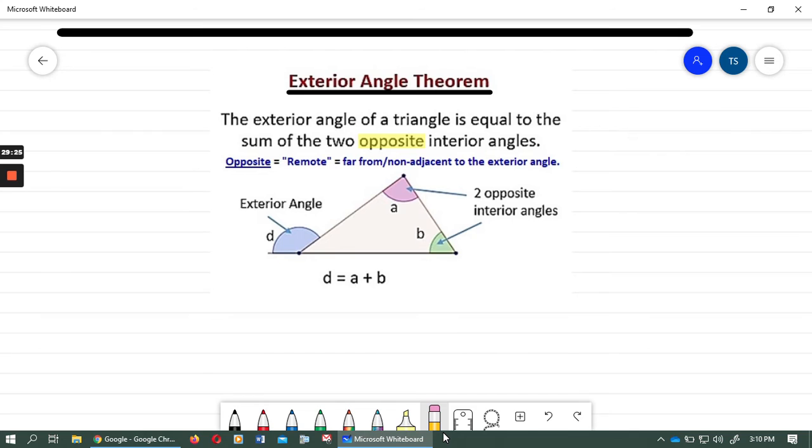Alrighty. So this is what the theorem says. The exterior angle of a triangle is equal to the sum of the two opposite interior angles, or the two remote interior angles. Those two interior angles that are the farthest from or non-adjacent to the exterior angle. Okay, and we're showing you here what that looks like. So hopefully that helps.